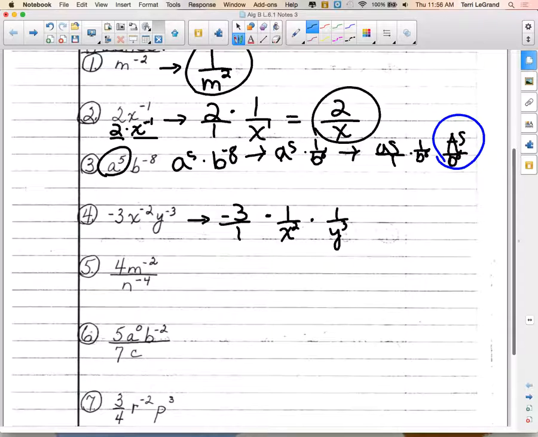Now we actually multiply. We have fractions times each other. So numerator times numerator times numerator. -3 times 1 times 1. -3. And 1 times x squared times y cubed. X squared, y to the 3rd power, or y cubed, yeah.